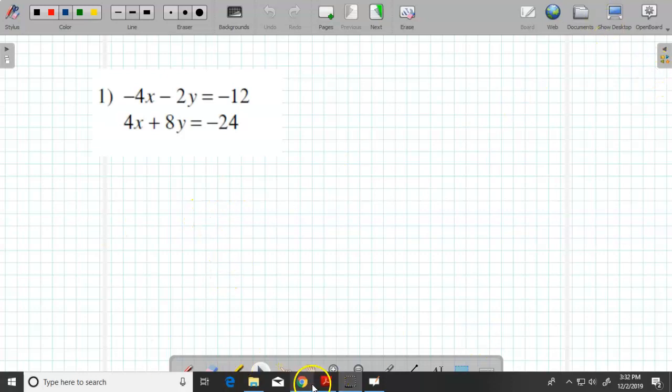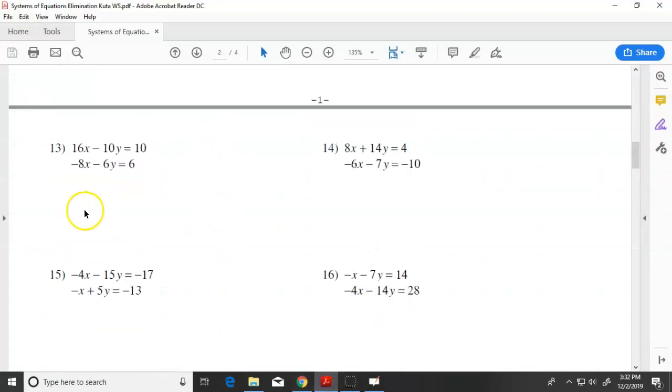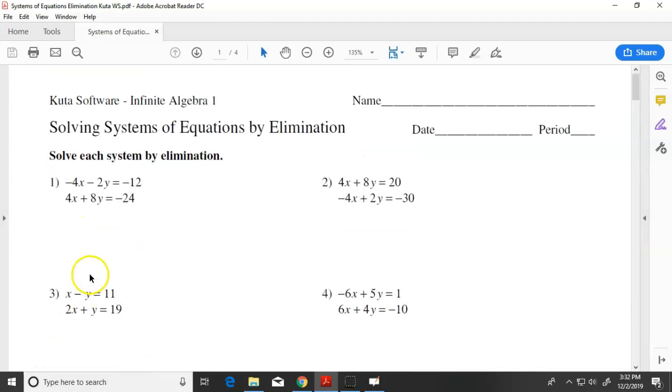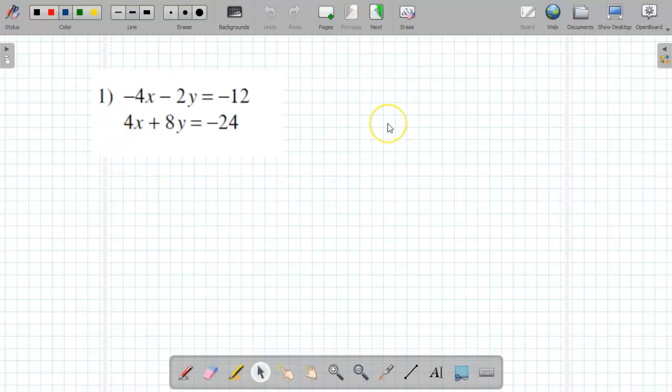In this section, we will be looking at this worksheet that I left for you guys, the one that says Solving Systems of Equations by Elimination at the top. So we're going to work several problems from this worksheet together, and then you're going to finish the worksheet on your own.